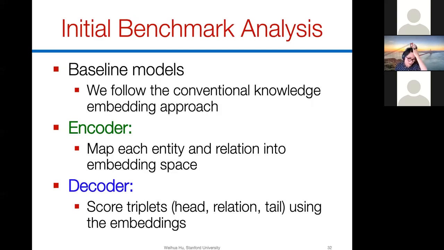The initial benchmark analysis we did was to try state-of-the-art knowledge graph embedding models. We have 2 phases in knowledge graph embedding models. The encoder maps each entity node and relation into the embedding space, and the decoder scores the triples, head, relation, tail, using these embeddings. Triples with a higher score are assumed to be more likely to be true than those with lower scores.